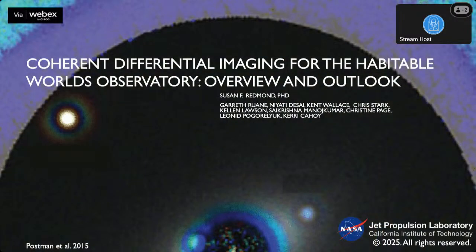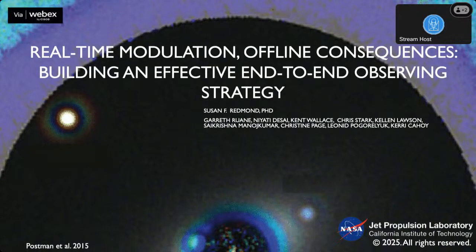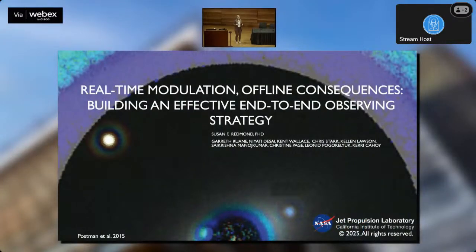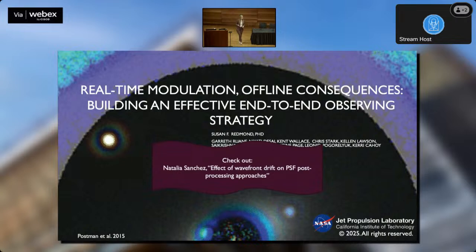Hi, everyone. Thanks for being here today. Everyone can hear me okay? Great. Okay. So I was going to talk about coherent differential imaging for habitable worlds, but seeing as we haven't really gone into detail about many post-processing techniques yet, I wanted to take a step back and go into how the way that we modulate the telescope, whether it's by actually modulating the observatory or the deformable mirrors, affects our end-to-end ability to extract these exoplanet signals. I also want to highlight Natalia Sanchez's talk, which is on Thursday, that's going to go into more detail on a lot of these post-processing techniques.